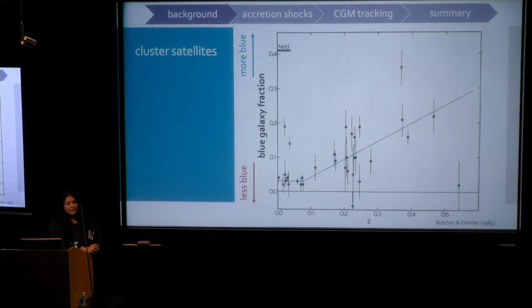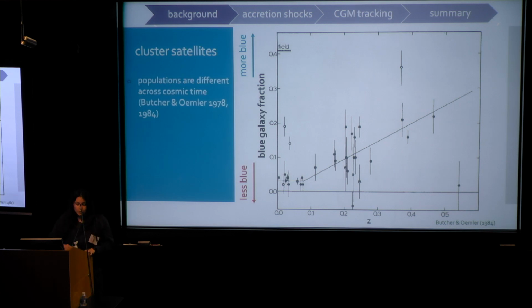So, cluster satellites. This here is seminal work by Butcher and Oemler showing that the amount of blue galaxies we see in clusters at higher redshift, in earlier times, which is on the right of this plot, is higher than the amount of blue galaxies we find in clusters at later times and lower redshifts. So this is showing that the populations of satellites in galaxy clusters are different across cosmic time.